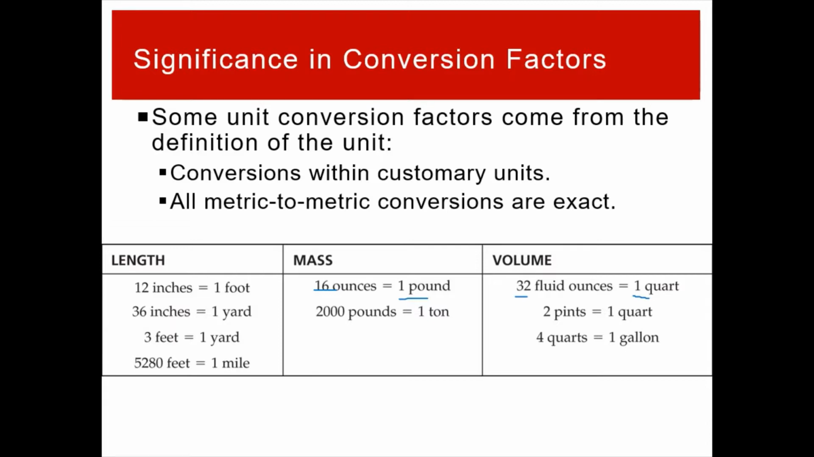The same thing is true for all metric to metric conversions. Anything based off of a prefix, that's a definition. So those are exact numbers. There are exactly 1,000 grams in a kilogram. 1,000 of anything in a kilo of the base. Kiloliter, kilometer, kiloseconds. It's always 1,000 in there.